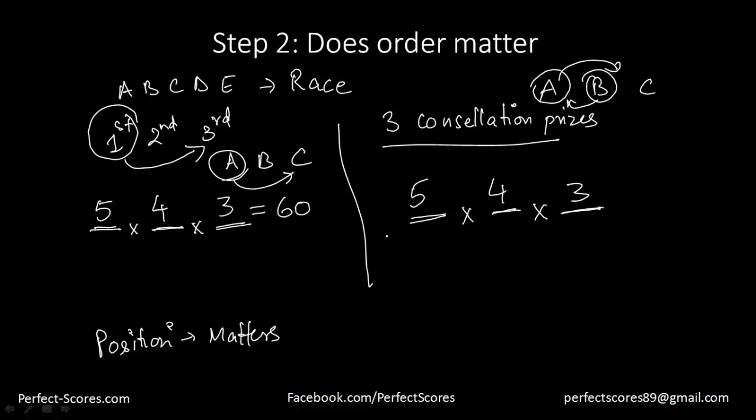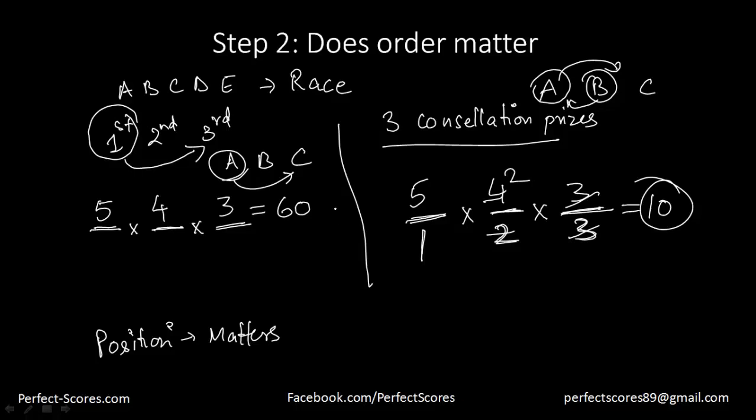That means when the order does not matter, I'm going to divide by the number of slots. So the first slot will get divided by 1, the second slot by 2, and the third slot by 3. Hence my answer would be equal to 10 here. This is something that you have to ask yourself after determining the number of slots and after filling all the slots: does the order matter?